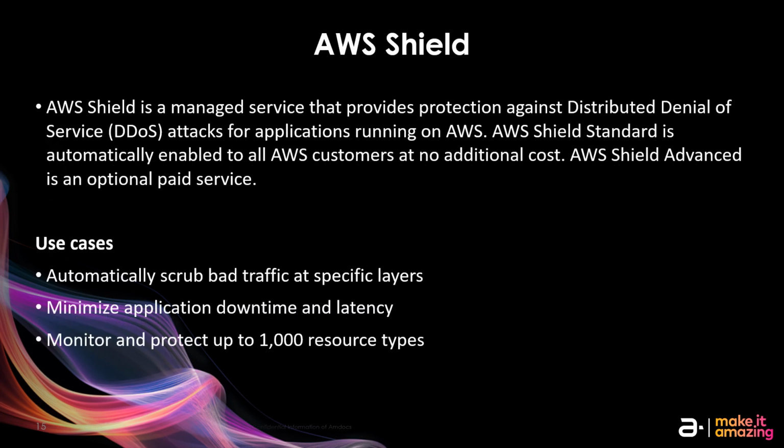Next we have AWS Shield. The last point in web rules was rate based rules. What AWS Shield does is it provides a managed service that protects you against distributed denial of service, that is DDoS attacks, for applications running on AWS. AWS Shield Standard is automatically enabled for all customers with no additional cost, and AWS Shield Advanced is an optional paid service.